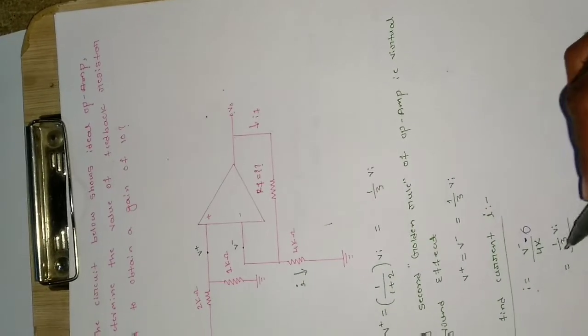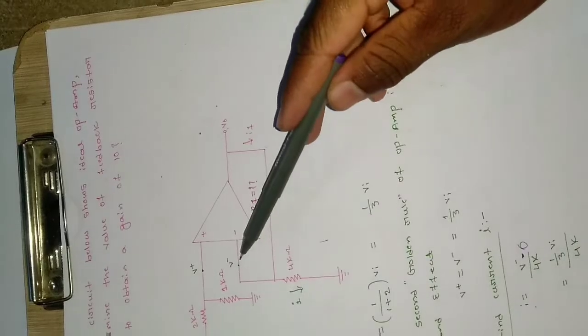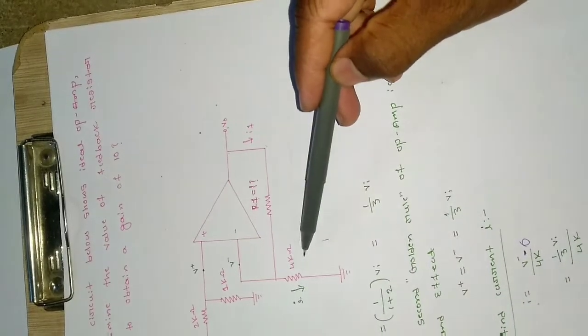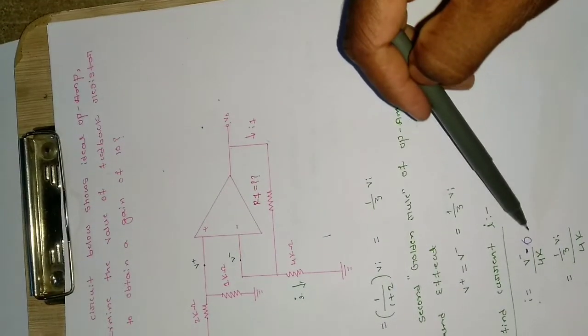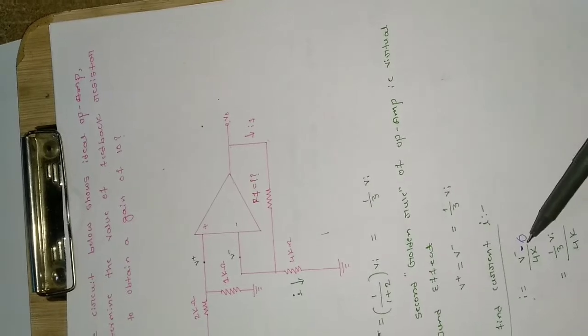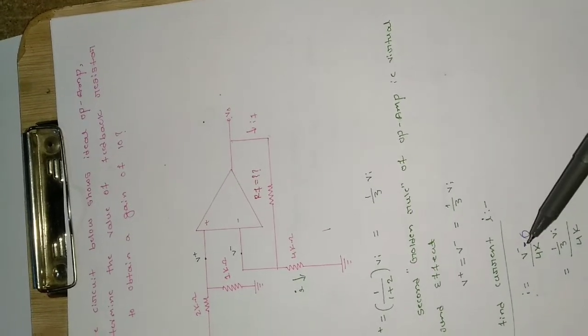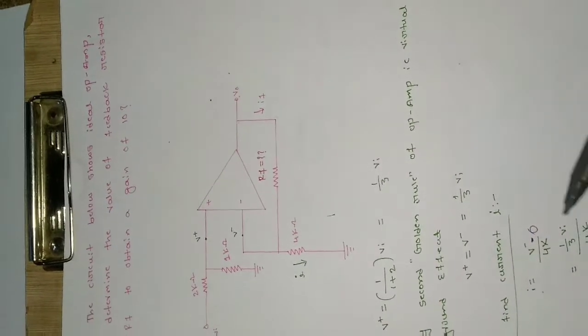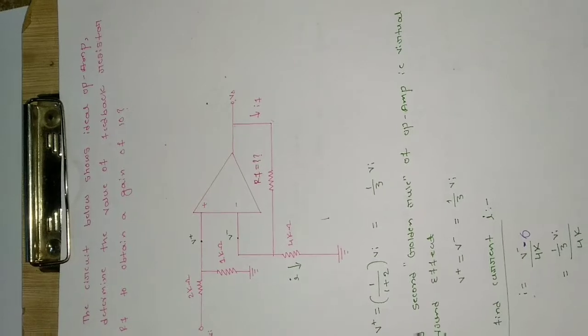So this is V minus 0. So voltage at this point minus voltage at this point, divided by 4 kilo ohm. So V minus 0 divided by 4K. So this is 4K, guys. And V minus, we know, is 1 by 3 Vi. So 1 by 3 Vi, and 4K as it is.